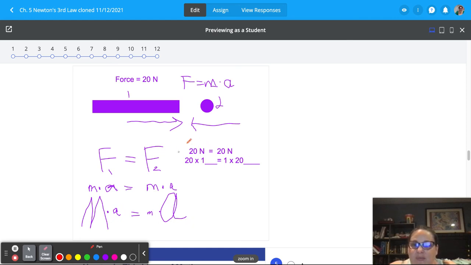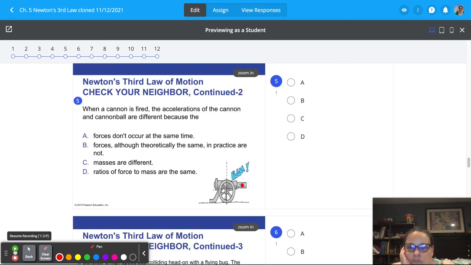And if we showed a mathematical example, imagine 20 newtons of force. The cannon is, let's say, 20 kilograms times 1 meter per second squared for acceleration. And in contrast, the cannonball is only 1 kilogram, resulting in an acceleration of 20 meters per second squared. So the cannon has a backward acceleration of 1 meter per second squared, and the cannonball 20 meters per second squared. So a big difference, but there is a backward force. There is some acceleration of the cannon.